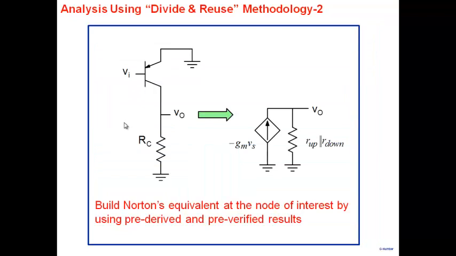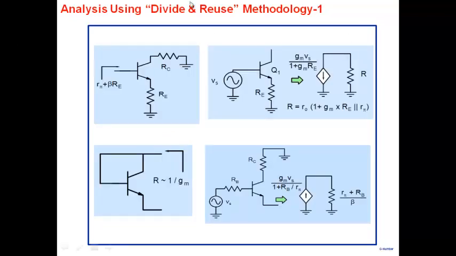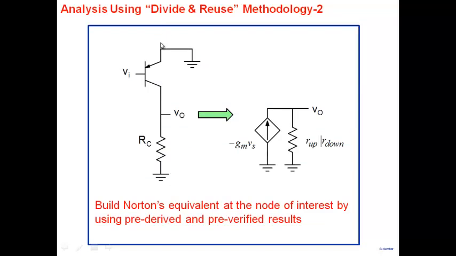But if you do that, then the chances of error drastically go down. And so how do you apply this methodology, divide and reuse? How do you go about implementing it? One of the ways is that wherever you require gain, go ahead and build a Norton's equivalent. At that particular point, build a Norton's equivalent. Norton's equivalent, if you note, simplifies in two ways.